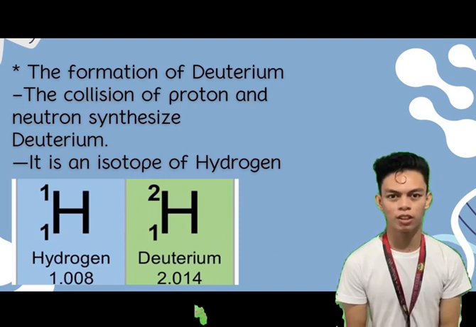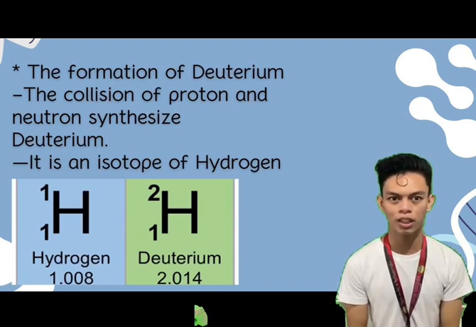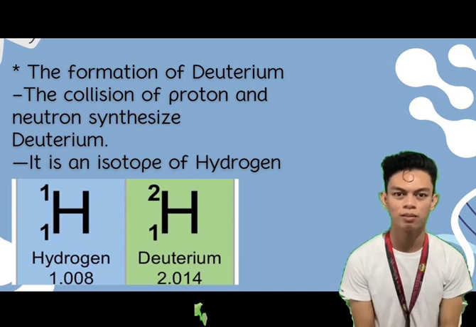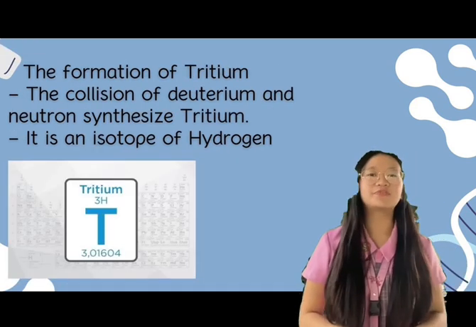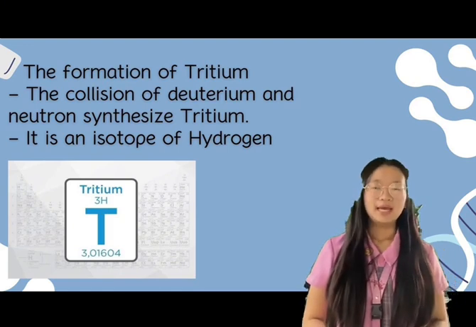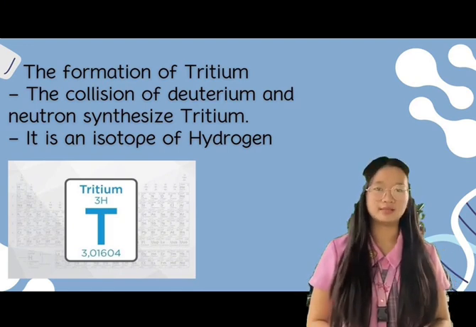The formation of deuterium. The collision of proton and neutron synthesize deuterium. It is an isotope of hydrogen. The formation of tritium. The collision of deuterium and neutron synthesize tritium. It is an isotope of hydrogen.